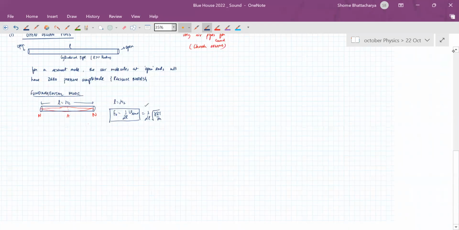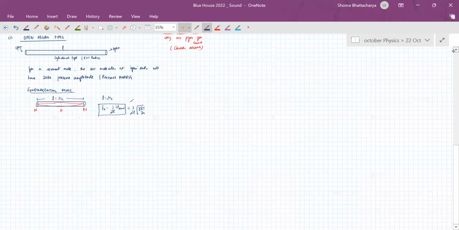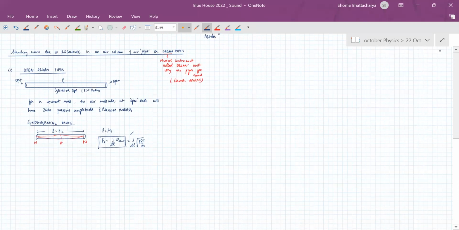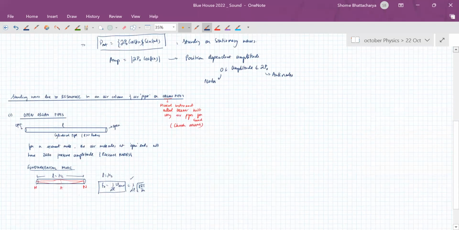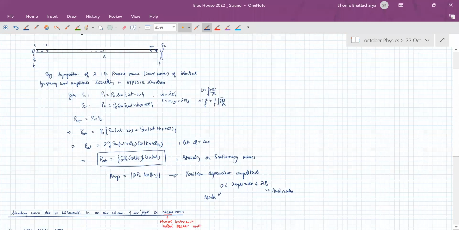In the earlier part, we saw the creation of standing waves by superposition of waves traveling in the opposite direction. And we explored the general equation of a standing wave like this. Now we are seeing the application of this concept in a situation where there is resonance created in an organ pipe.